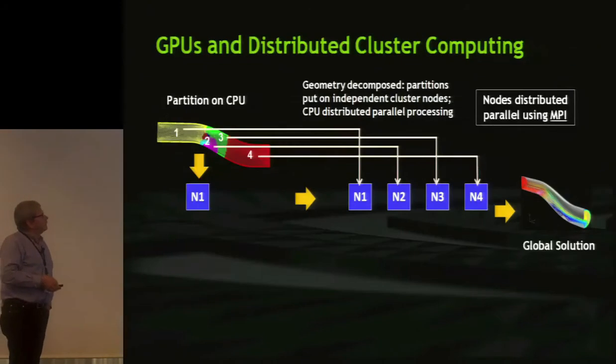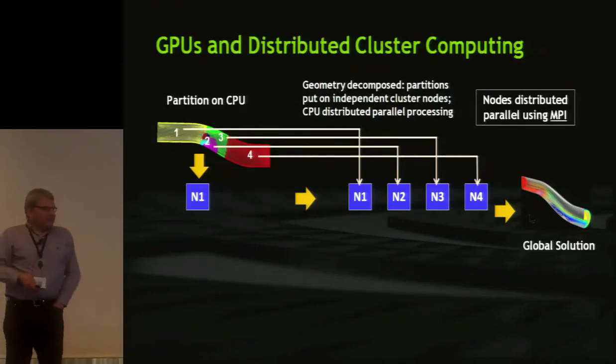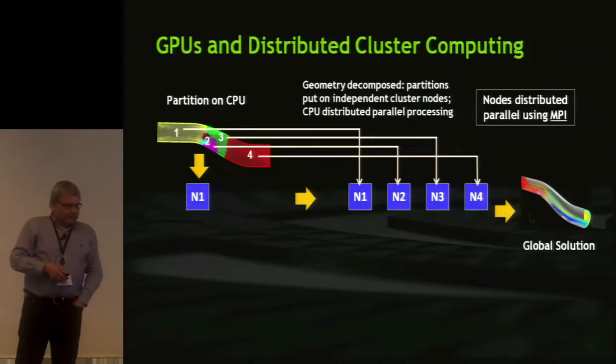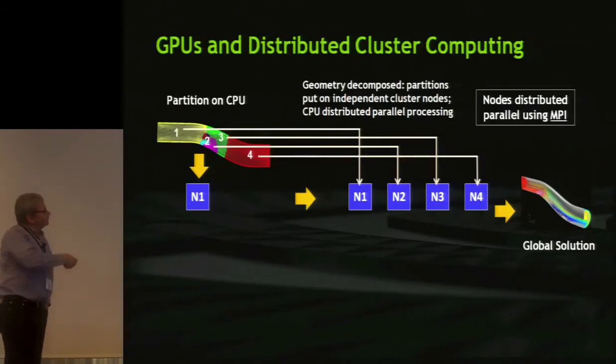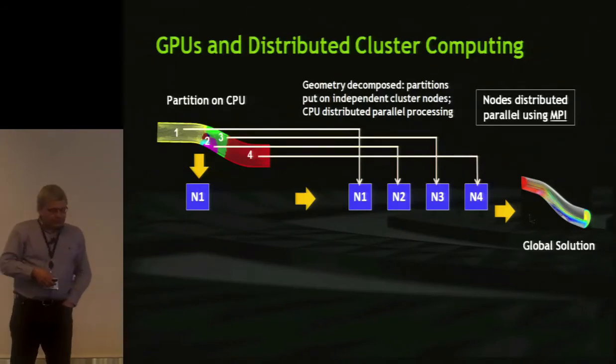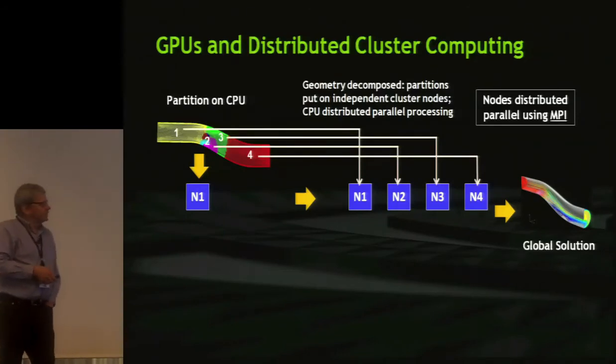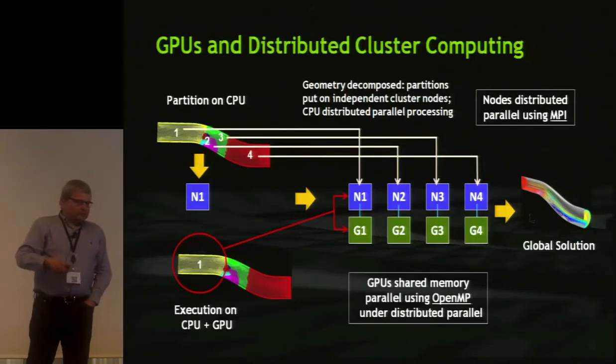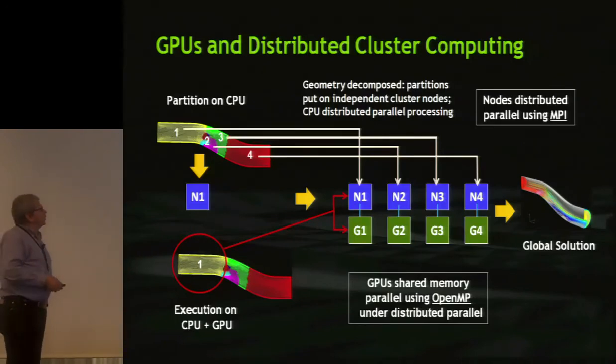So in CAE, you often have the domain decomposition, so a model will be separated into several domains which are distributed to the several cluster nodes. Nothing will change with this model when GPUs come into place, so the GPUs support the computational work on the different nodes.